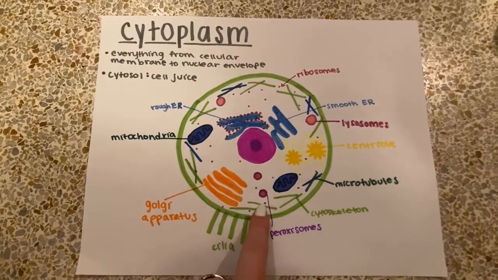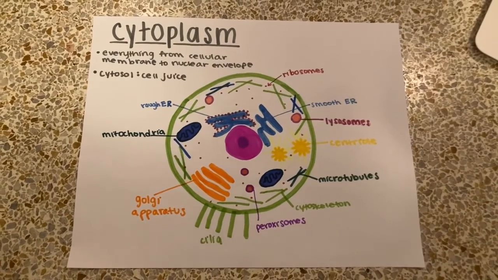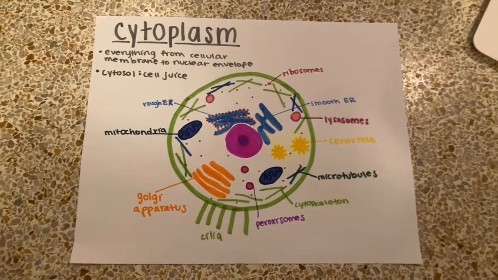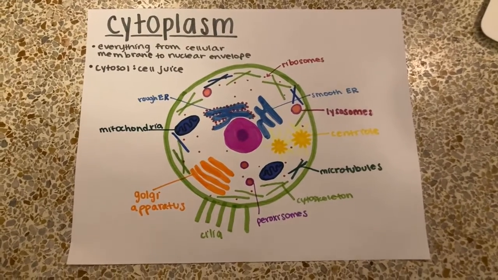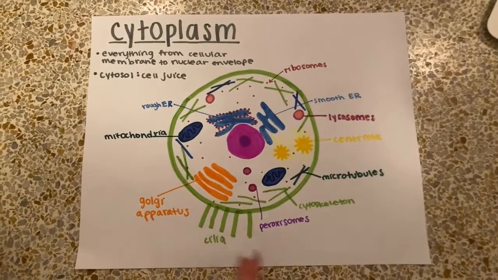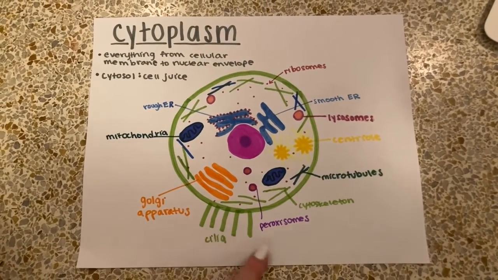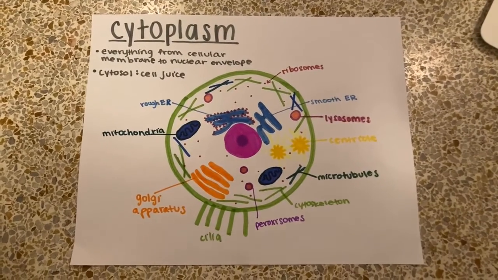Peroxisomes are these two little ones here, and they are vesicles filled with oxidases, which detoxify harmful chemicals like alcohol. So they're kind of like the filters, kind of like what your liver does for your body, they do for the cell. Lastly, we have cilia, which are on the ends. They're kind of like fingers of the cell, and they help move stuff.